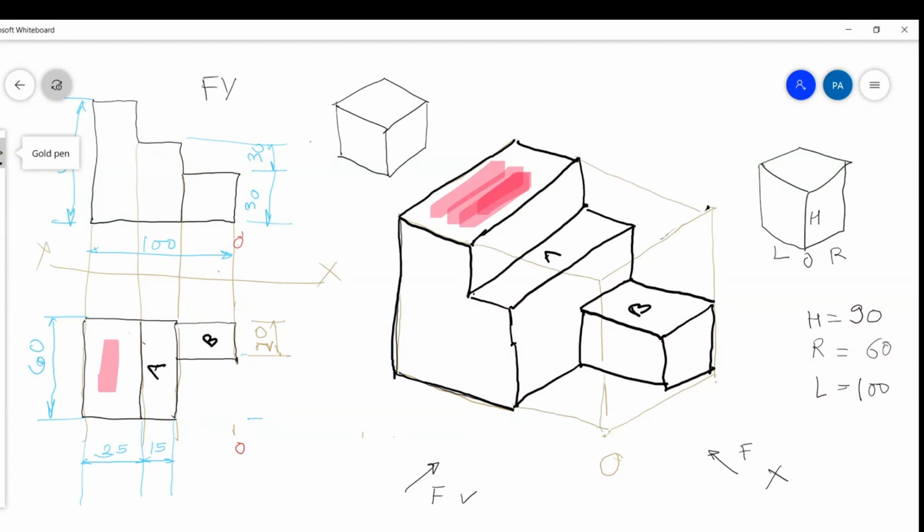Cube? This will be drawn at 30 degree, and this will also be drawn at 30 degree to the horizontal. 30 degree to the horizontal, both the lines. So this is a horizontal line, और ये भी 30 degree होगा, ये भी 30 degree होगा, ये तो vertical ही होगा. And you don't have to erase this.